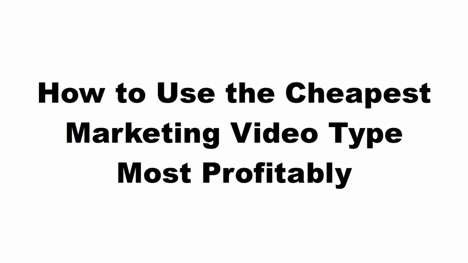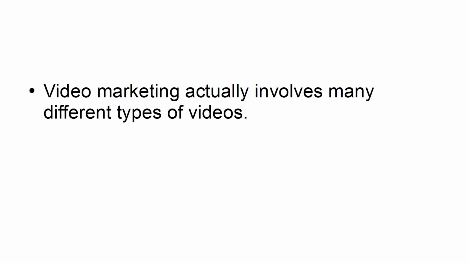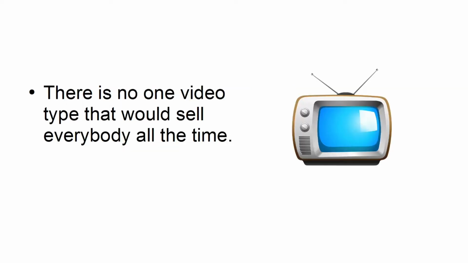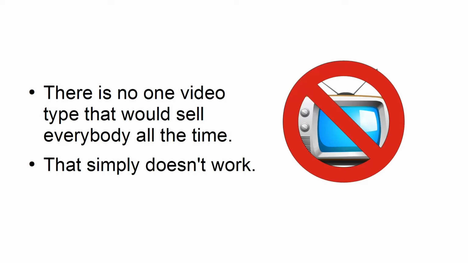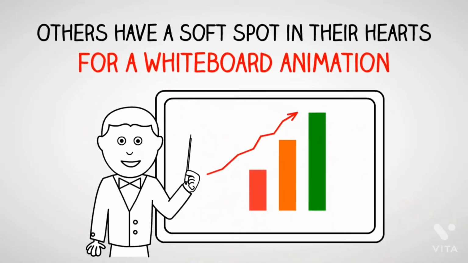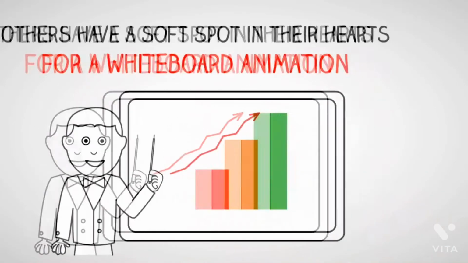How to use the cheapest marketing video type most profitably. Video marketing actually involves many types of videos. There's no such thing as a magic bullet video. Seriously, there's no one video type that would sell everybody all the time. That simply doesn't work. Different people are more likely to trust a video spokesperson. Fair enough. Others have a soft spot in their hearts for a whiteboard animation. Cool. Even others prefer slideshows.